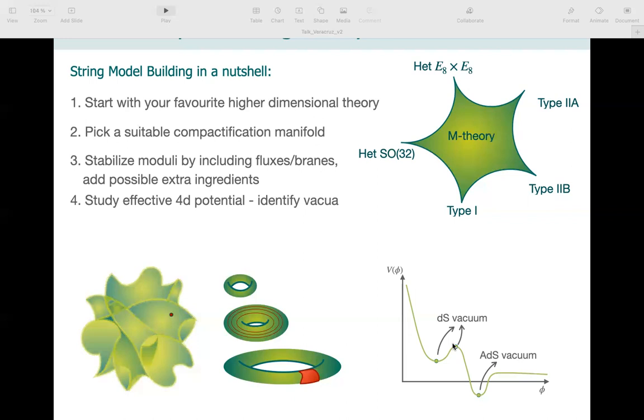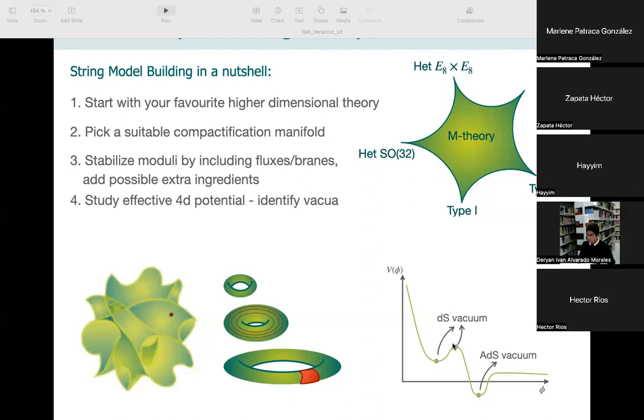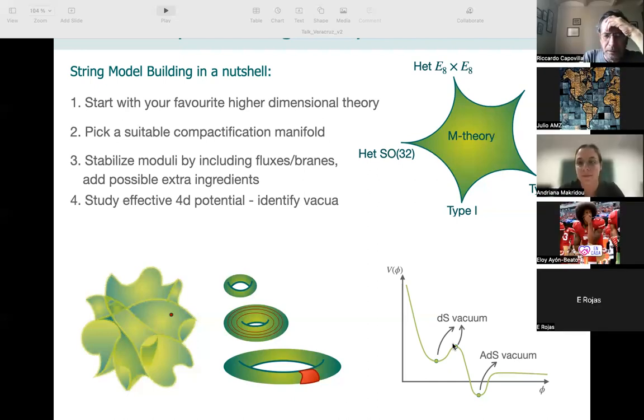Sorry, is this wishful thinking? You have theories with an enormous number of dimensions. Then you compactify, all right. Then you stabilize moduli, and then you get to an effective 4D potential. That seems wishful thinking.